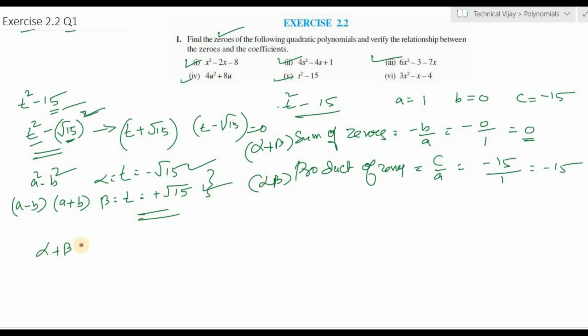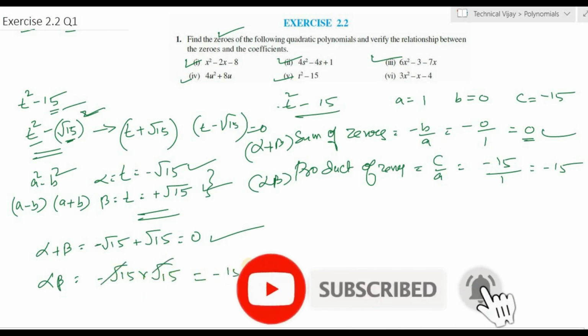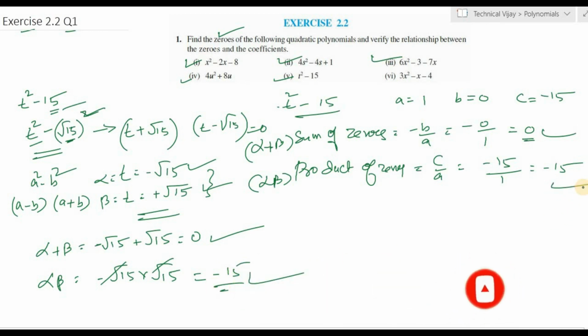Alpha plus beta is equal to minus root 15 plus root 15. This is equal to 0. This is 0, verified. Alpha into beta, minus root 15 into plus root 15. So this is equal to minus 15, the root cancels. This is verified. So we will go for the next question.